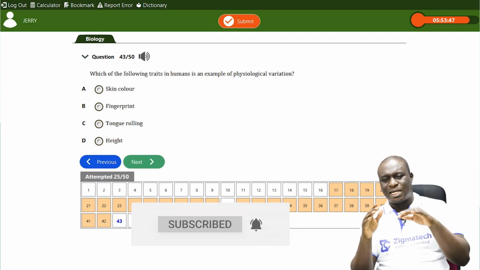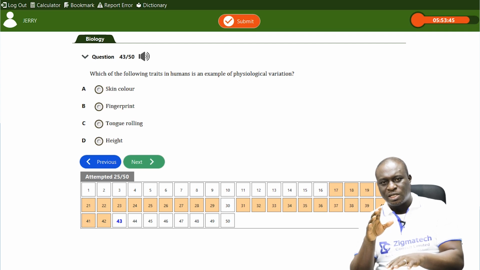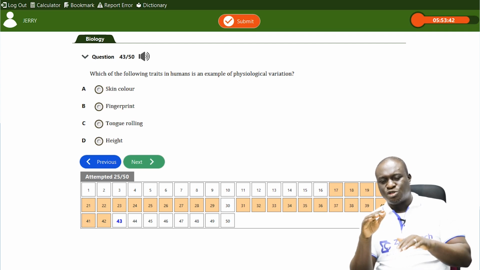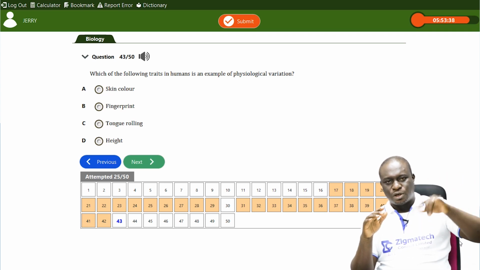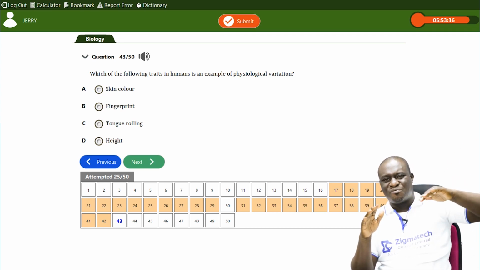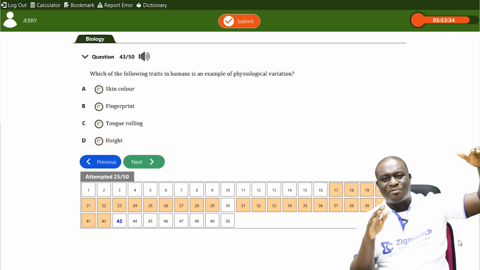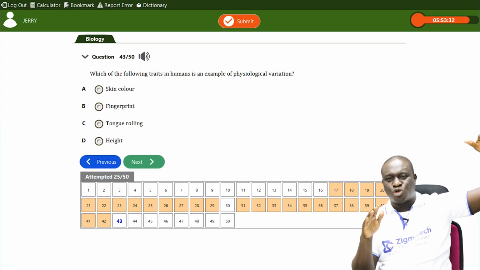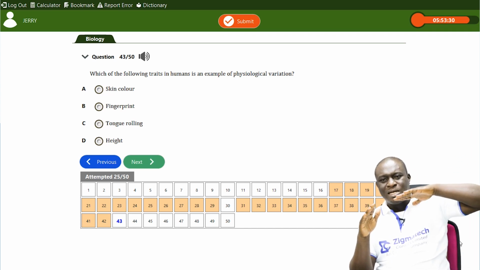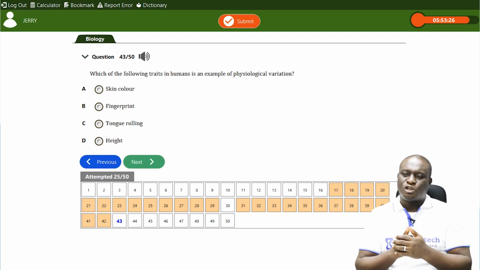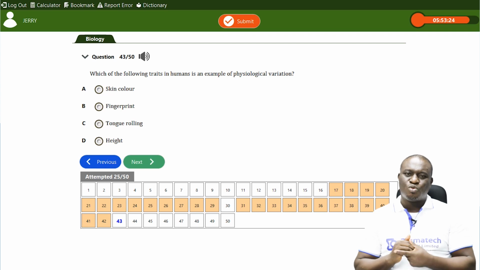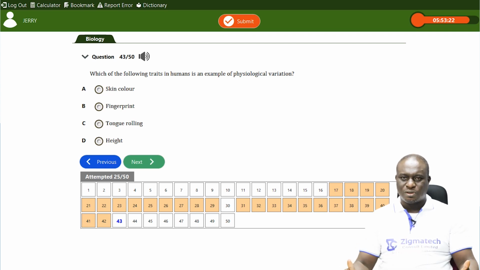You can go to a particular class, you see someone that is the shortest in the class, and then you see someone a bit taller than that person, and someone taller than the other, and you keep having these observable, physical differences within a particular species, okay? Now, physiological variation has to do with 2 extremes, all right? Physiological variation actually leads to what we call discontinuous variation.